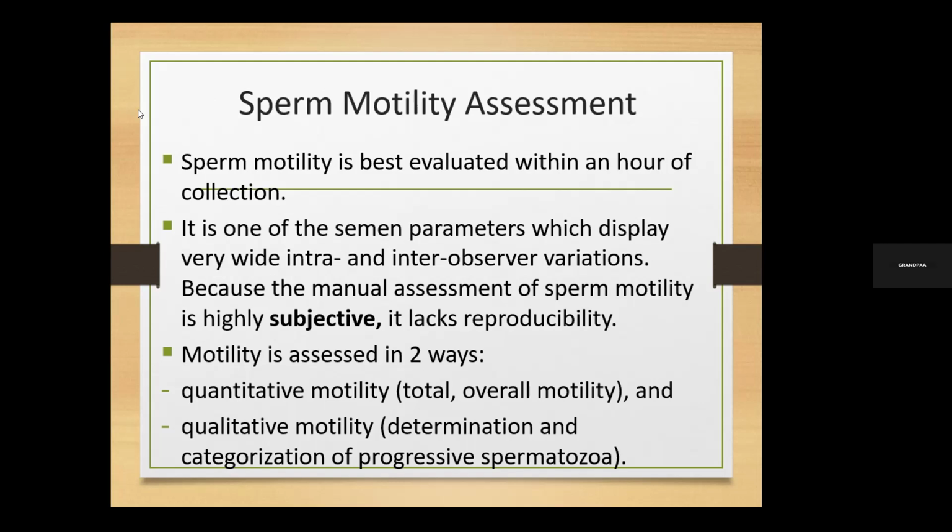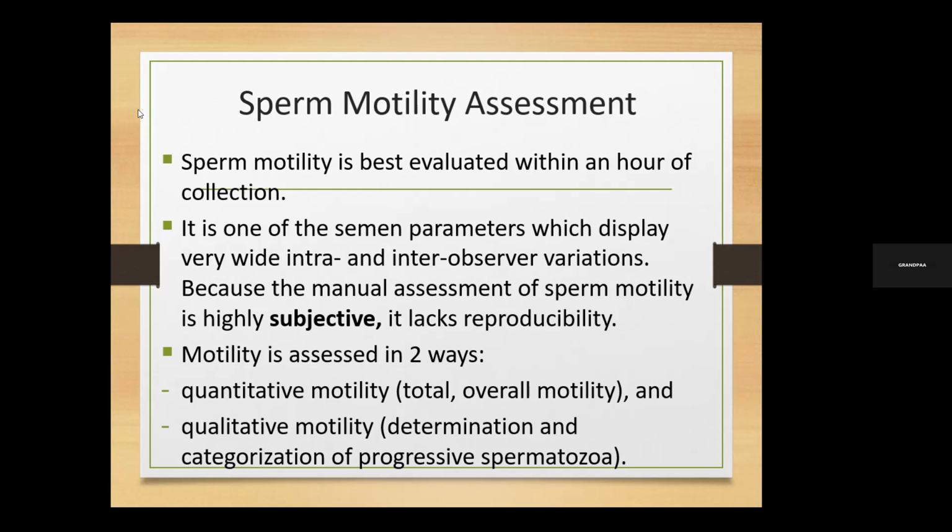So with the sperm motility assessment, it is best. We are saying it is best. It can even be done after 2 hours, except that when you are reporting, you report motility at 2 hours, so that whoever is interpreting will know that, okay, then probably motility is low because of the time that the sample was assessed. All right, so it is also one of the parameters that display wide intra and inter-observer variations.